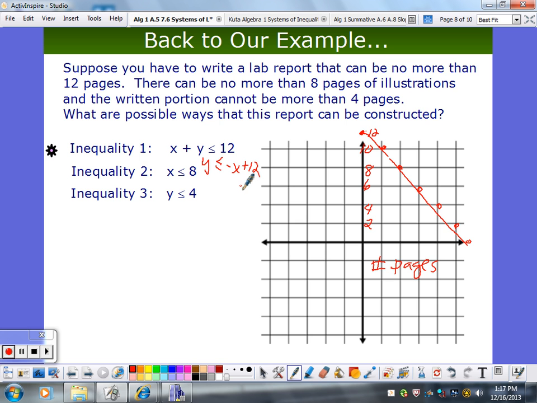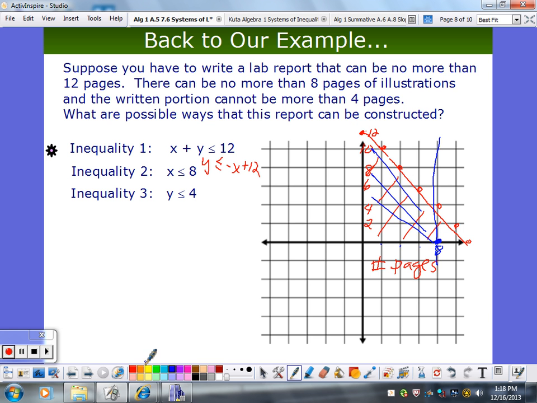X less than or equal to 8. So again, I'll try a different color. Less than, right this way. Gotta do my shading. Then I'm going to look at x less than or equal to 8. 2, 4, 6, 8, right? So that's my line going this way, solid line. But again, I don't really need to go past here. So less than, right? That's this direction.